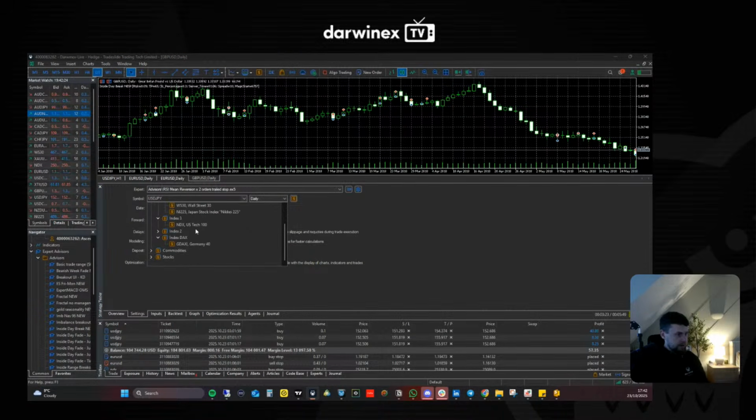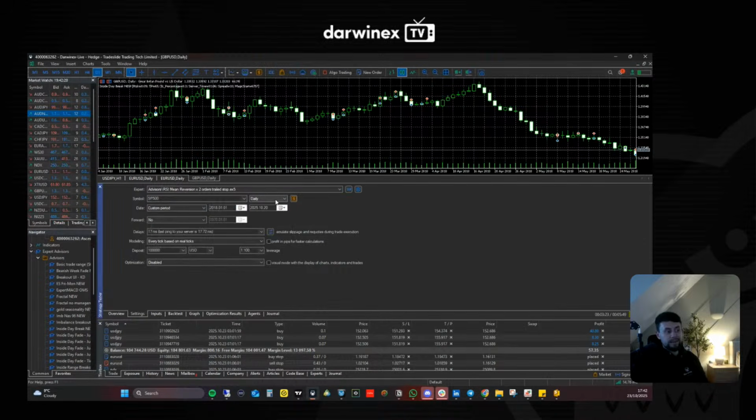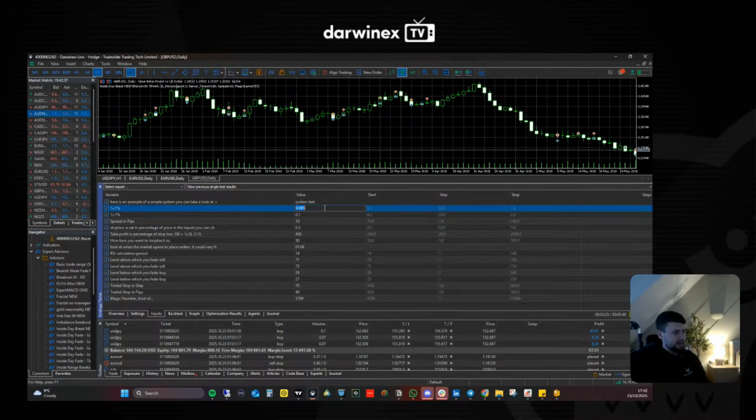Let's try it on an index, because I had a conversation with one of my friends earlier who said indices are great for mean reversion. I disagree. I think we need to switch this to real tick, every tick, for this. I disagree that indices are good for mean reversion, but I'm going to take his word for it, at least for this test. Now let's go 10 pips. What's the S&P spread now? 3. Yeah, 10 should be fine.